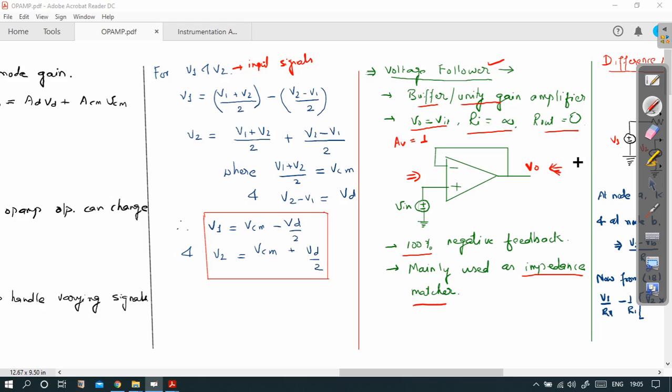If there is a circuit where we want to isolate two terminals that have different values of impedances, and you cannot connect those two terminals directly, then it is better to insert a buffer like this, which will do the job perfectly in those cases.